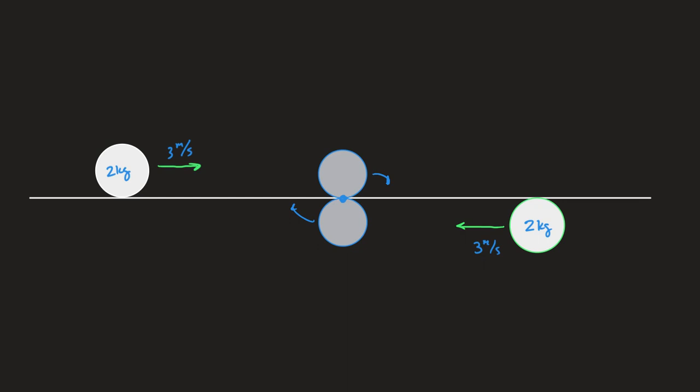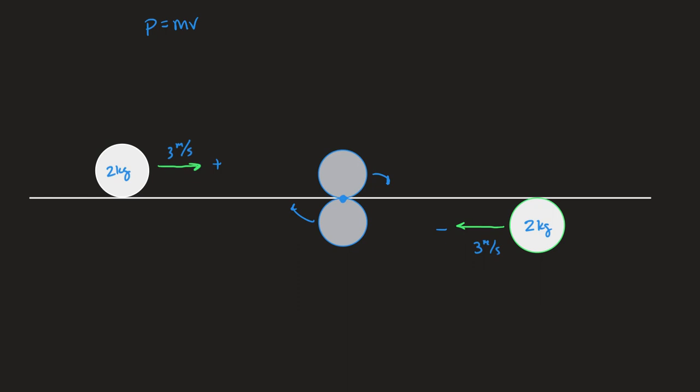Now, what's interesting is if you look at the momentum of the system, there are 2 objects. There's mv for this object and mv for this object, and add them up, you get 0. Why? Because one is traveling to the right in the positive direction, and one is traveling to the left in the negative direction. So 2 times 3 plus 2 times negative 3 equals 0. This is why they stay still after they collide and just rotate about the center of mass.